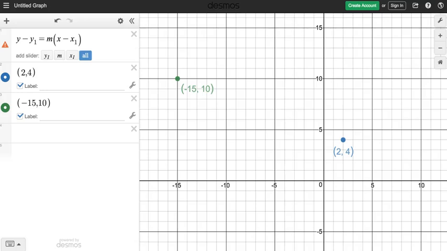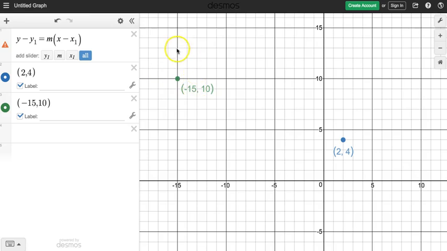I wanted to show you how to use Desmos to better understand this thing called point slope form, where you go y minus y1 equals m times x minus x1 in brackets. The m is the slope, y1 is the y coordinate, and x1 is the x coordinate. So what we're going to do here, friends, is find the slope and then make point slope form with these 2 points.